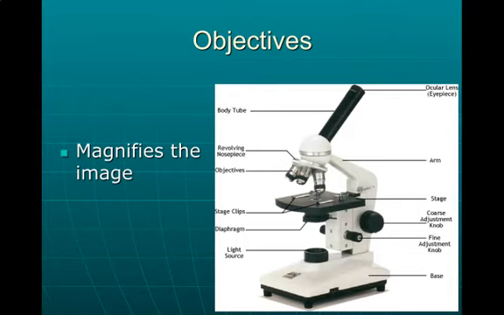Below that we have objectives. These are what magnifies the image. Some microscopes have 2, some have 3, some can have 4, and they all have different measurements on them. Like they'll say 10x or 40x or 100x. Those are all the magnification power. A 10 times magnification is only going to magnify that object 10 times larger than its normal size, where an objective of 40 is going to magnify it 40 times its normal size.